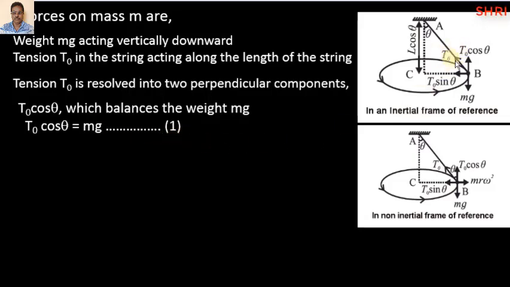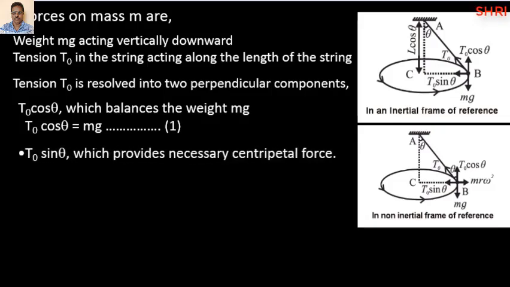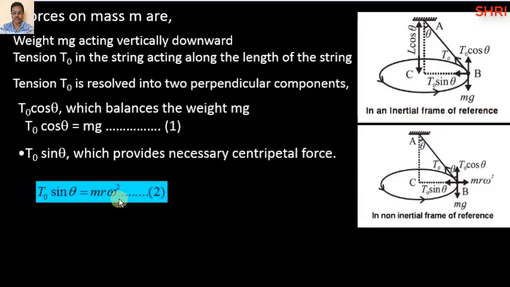The second component of the tension T0 is T0 sin theta, which acts as the centripetal force. Therefore, T0 sin theta provides the necessary centripetal force, and from that we get the second equation, T0 sin theta equal to m r omega square. Centripetal force is given by the formula m r omega square, where m is the mass of the bob and r is the radius of the horizontal circle in which the bob moves. Omega is the angular velocity, which is constant.